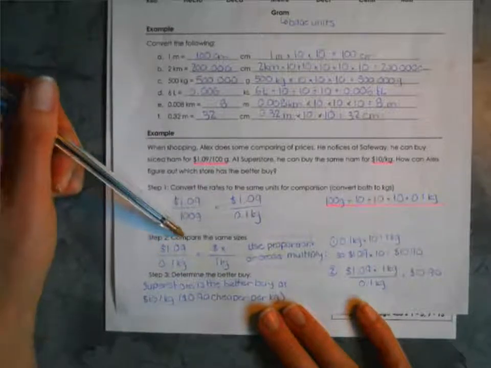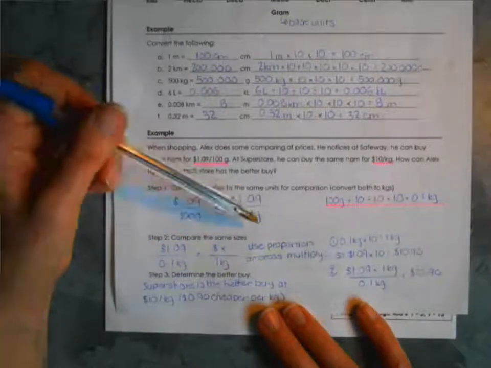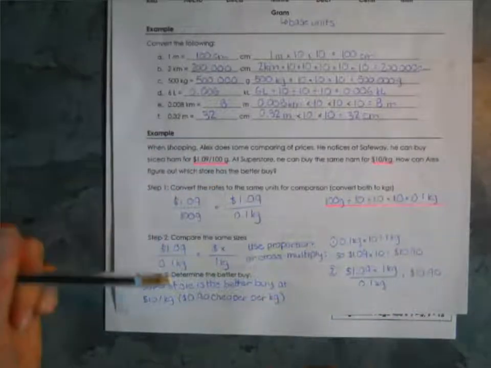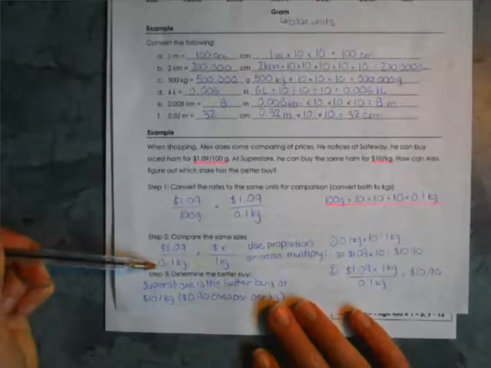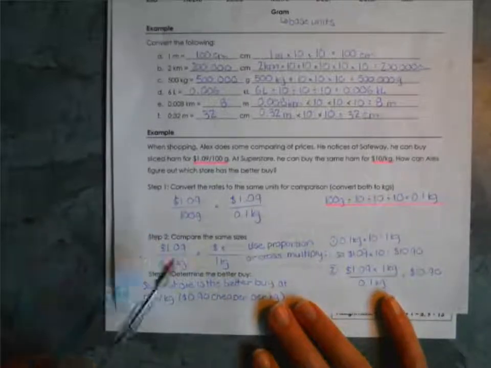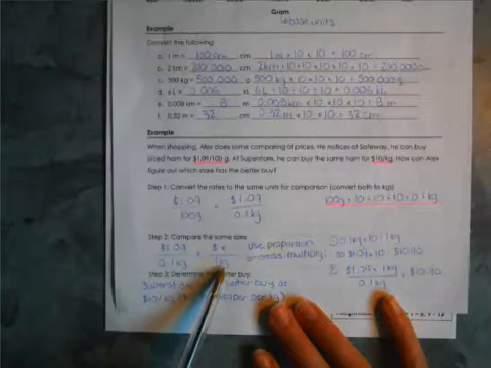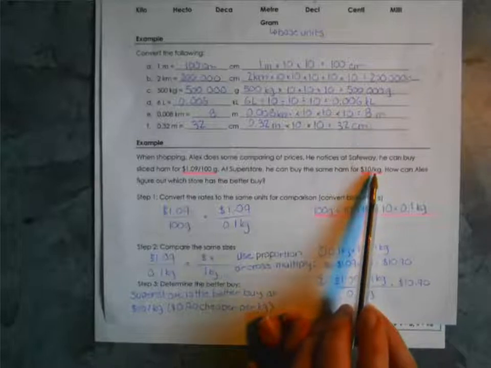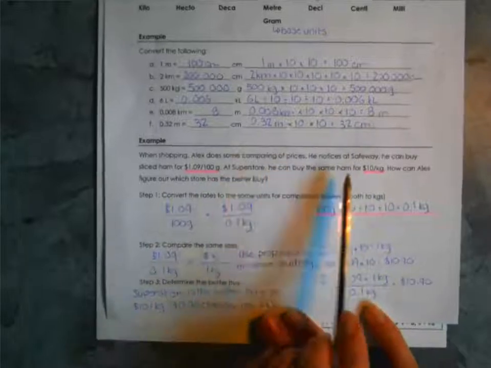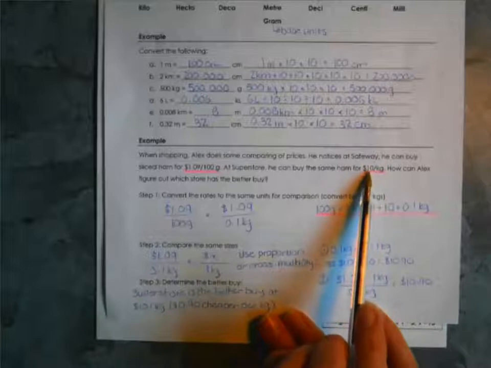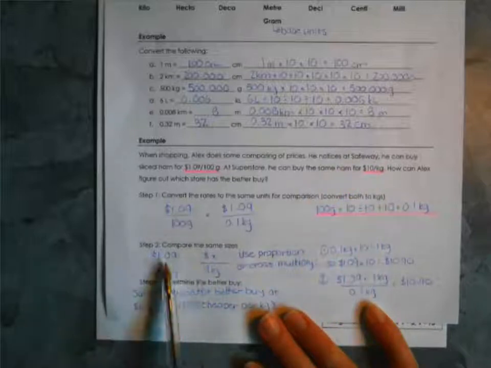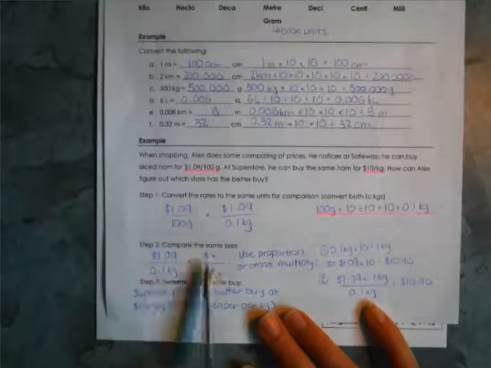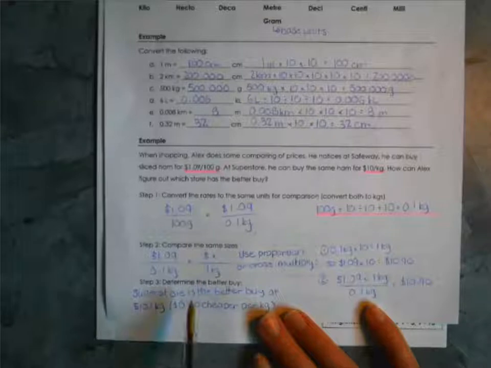So your next step is going to be to compare the same sizes for the rate. So essentially what you would say is, okay, if I have $1.09 per 0.1 of a kilogram, how much is that going to be if I have a total of a kilogram in weight, right? Because that's my other comparison. So I already know at the other store, at Superstore, how much a kilogram weighs. It's $10. So I want to figure out if this one that was $1.09 per 0.1 of a kilogram, I want to figure out how that compares when it's measured out of a kilogram.